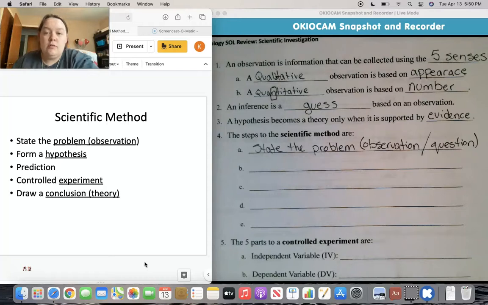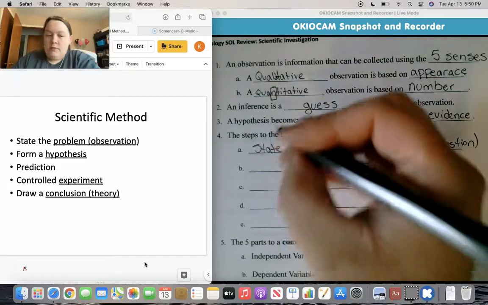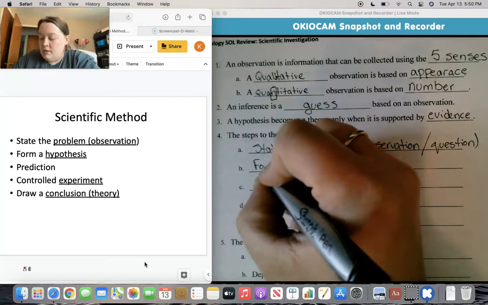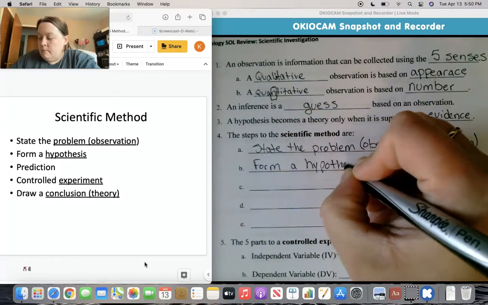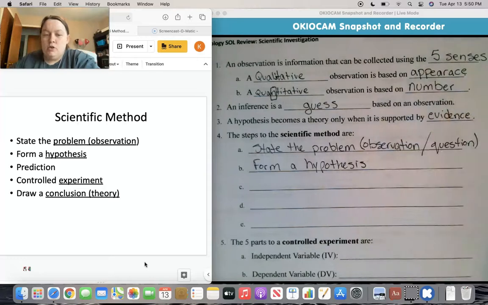I might have a question of, I know how plants grow in normal sunlight. I wonder how they would grow under different color lights. So that's my problem, my question. How will my plants grow in different colors of light? From there, I form a hypothesis. And your hypothesis is your guess of the answer to the problem. So this is your guess about what you think is true.